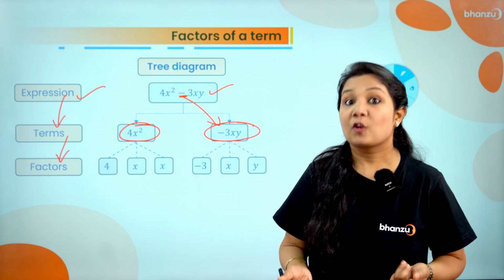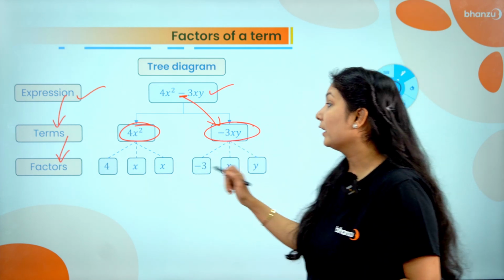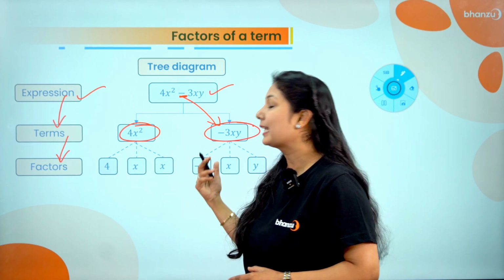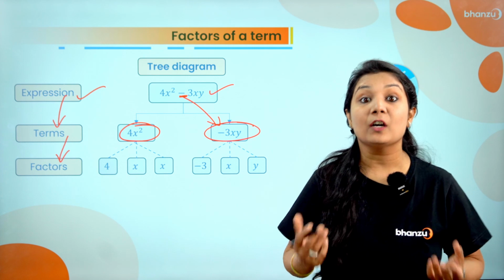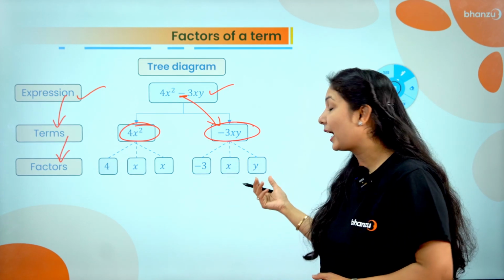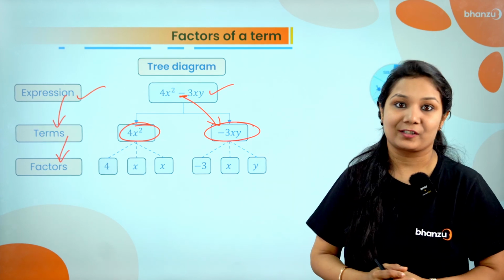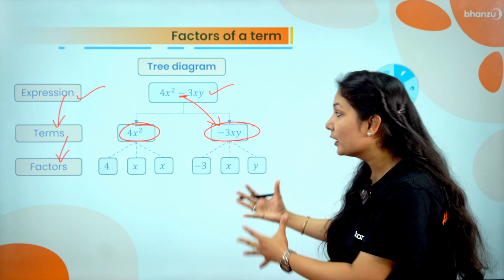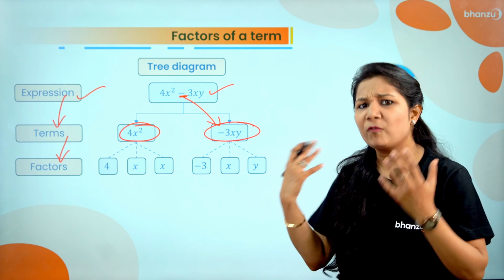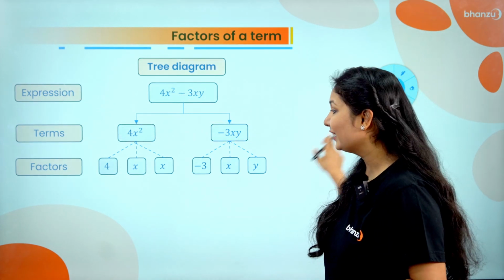And then what are the factors? Factors are what you multiply to obtain a particular term. Over here, if the term is 4x square, its factors would be 4, x and x. And in our second term, which is minus 3xy, the factors are minus 3, x and y. This is how we get the terms and factors. This is how an expression is made up. An expression is made up of terms and terms are made up of factors. And never ever forget to write the minus sign with the term.